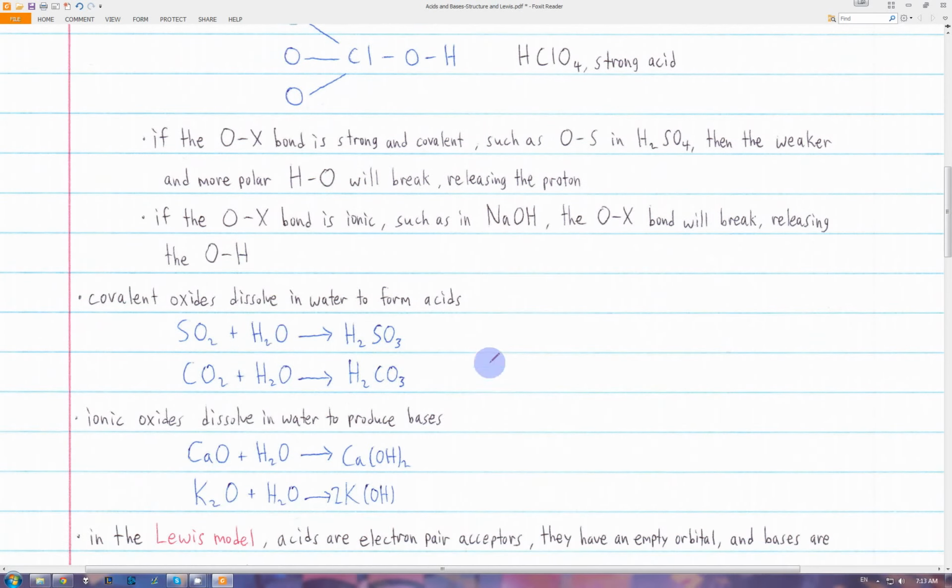So when we dissolve covalent oxides in water, they will form acids. For example, SO2 reacts with water to form H2SO3. We know that it's not sulfuric acid, H2SO4, because this is easier to balance the equation. And then we have carbon dioxide in water forms carbonic acid, whereas ionic oxides will dissolve in water to produce bases. For example, calcium oxide and water produces calcium hydroxide, and potassium oxide and water produces potassium hydroxide.